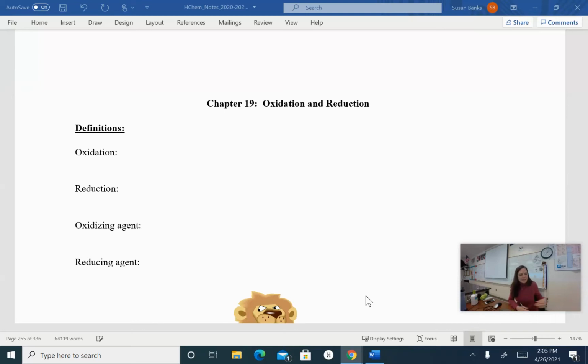All right, Honors Chem, today we are going to start on oxidation and reduction. This is going to allow us to build on these concepts and finally learn, hopefully by the end of the school year, how batteries work and how we can use electrochemistry to derive energy that we use every day.